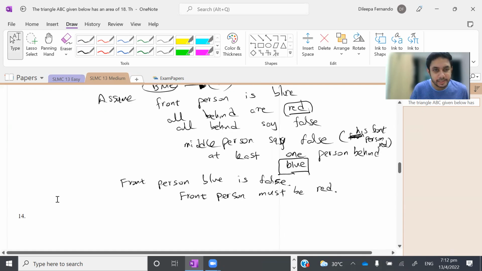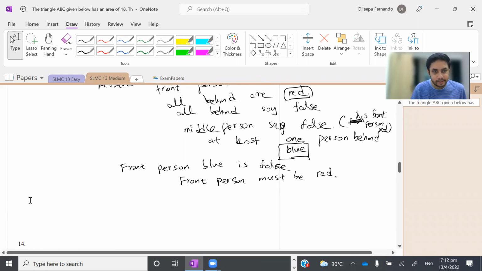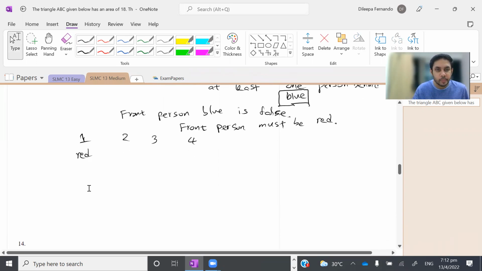If the front person is red and the person behind is saying that he is red, I mean the first person, right? 1, 2, 3, 4. First person is now red. Now we have concluded it. Now second person is saying that also. Second person says that one is red. That means second person is saying true. Hence second person is blue.